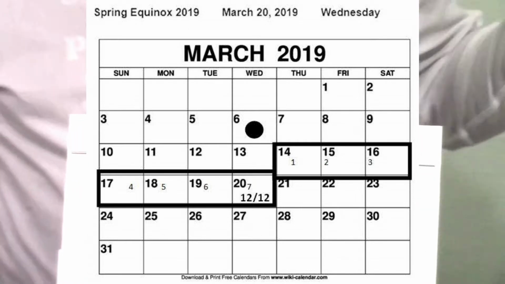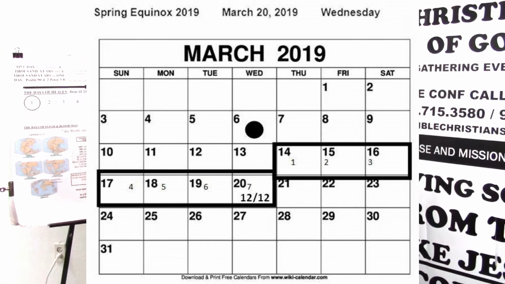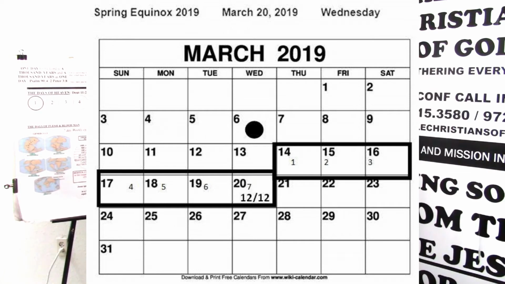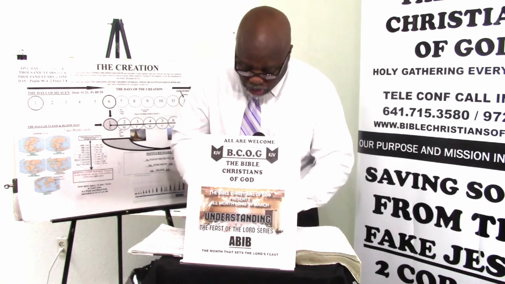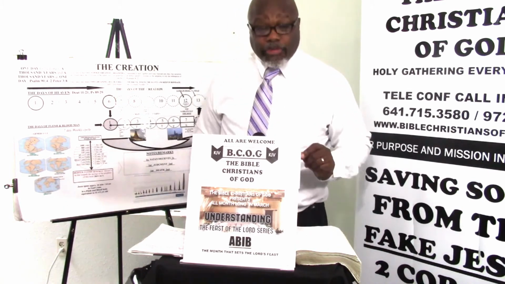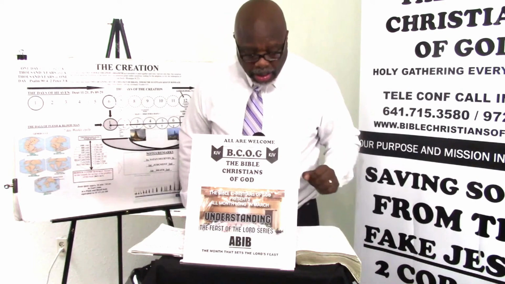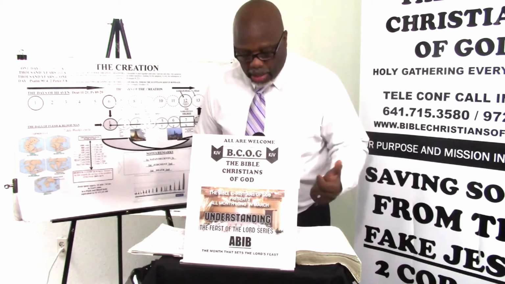So now let's go to Ezekiel 18 and understand why we have to use this principle, y'all. Ezekiel 18 and verse 29. Because these are the Lord's feasts, right? And if it's the Lord's feasts, then we understand why the Lord used the equal equinox.